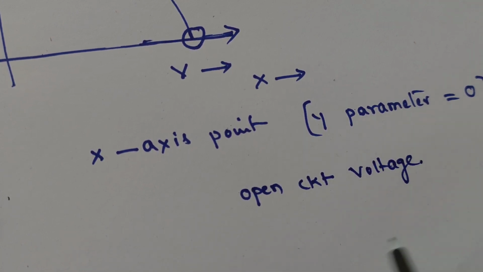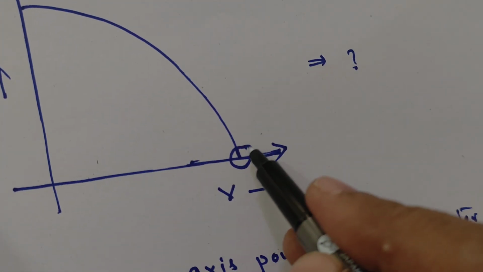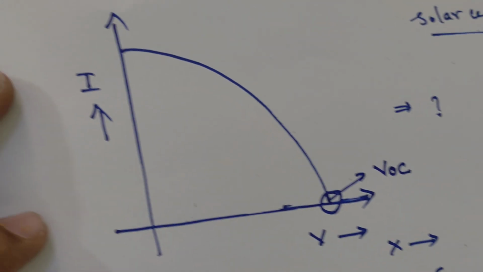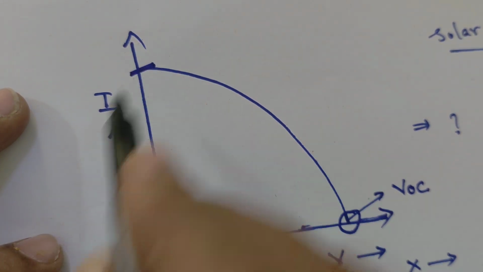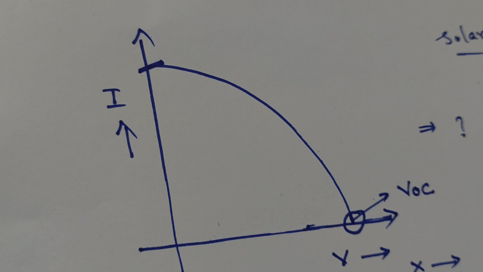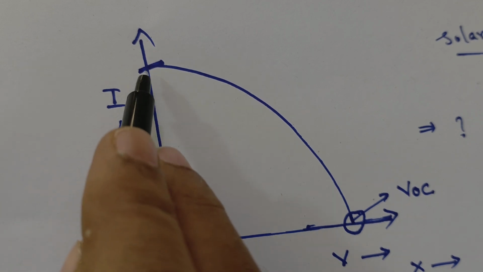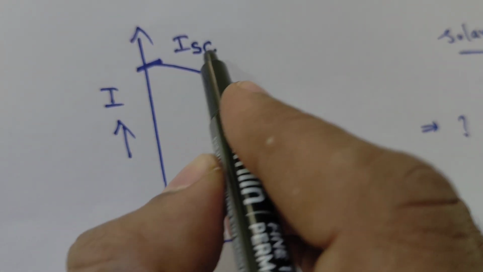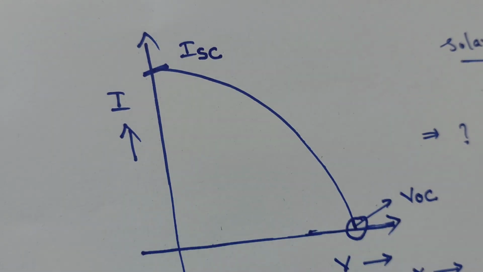I will discuss what open circuit means and what the other parameters mean. So this point is represented as the open circuit voltage. Similarly, this is the y-axis point, and the y-axis point is nothing but the x-axis parameter being 0, that is, the voltage value related to this is 0. So this is generally called ISC, that is, short circuit current.